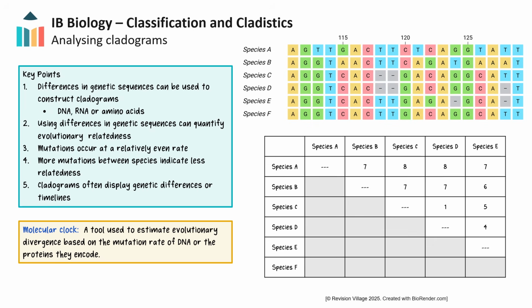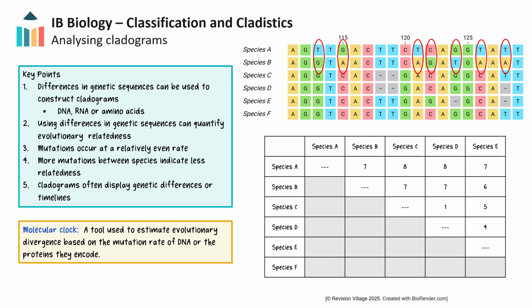If we look at an example here, we have several different species with a genetic sequence that has been aligned. We would count the differences we see between each species and place that information into a table. So for instance here, species A and B have 7 nucleotide differences in the DNA sequence in the gene that we're comparing. We would do this for each species, counting the difference in nucleotides between each to fill out the rest of the table.